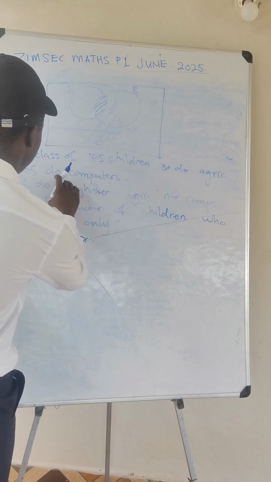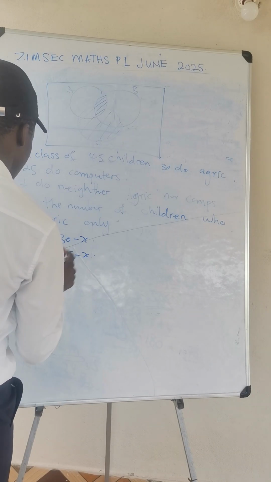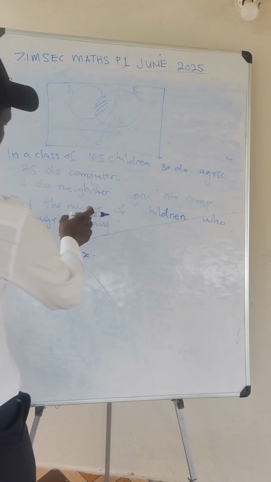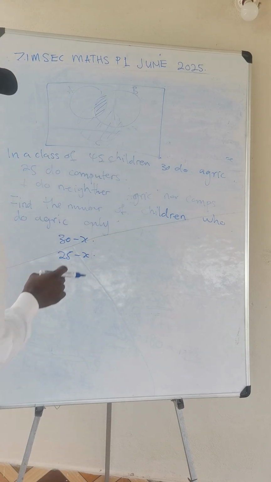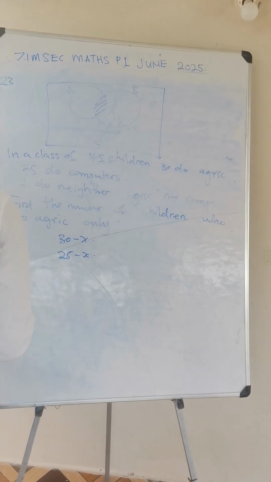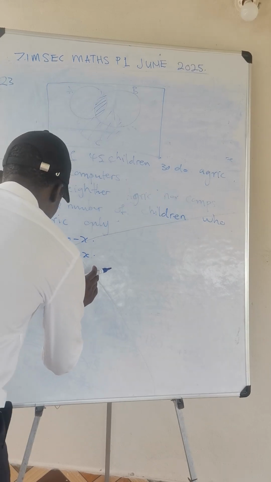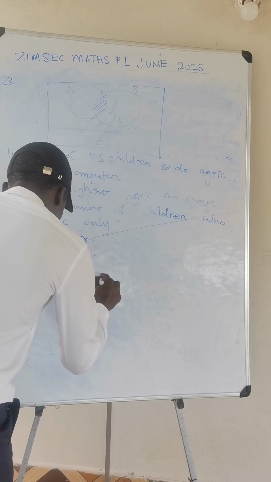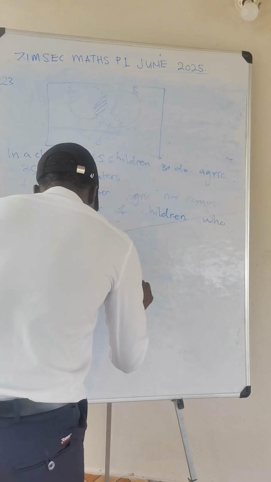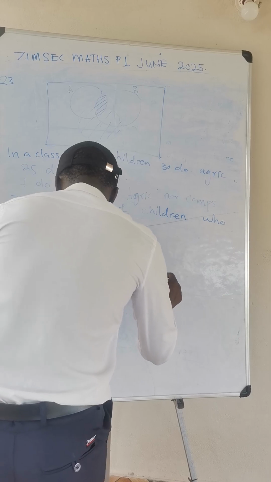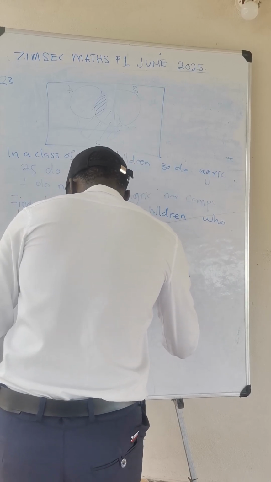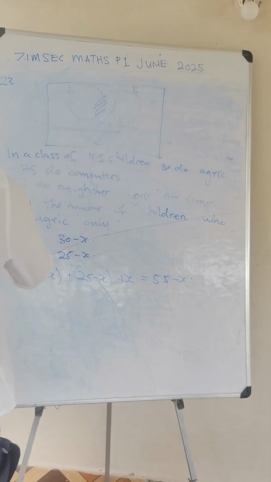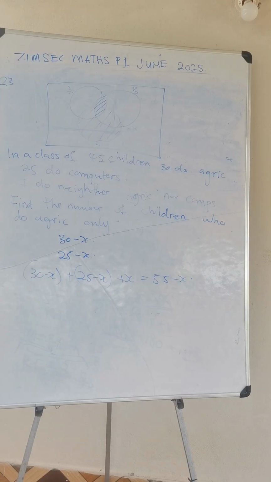We say here is 25 again minus x. So here is the number of children who are doing what? Who are doing computers only. So the total number doing either becomes 30 minus x plus 25 minus x plus that x again, which is equal to what? 55 minus x.